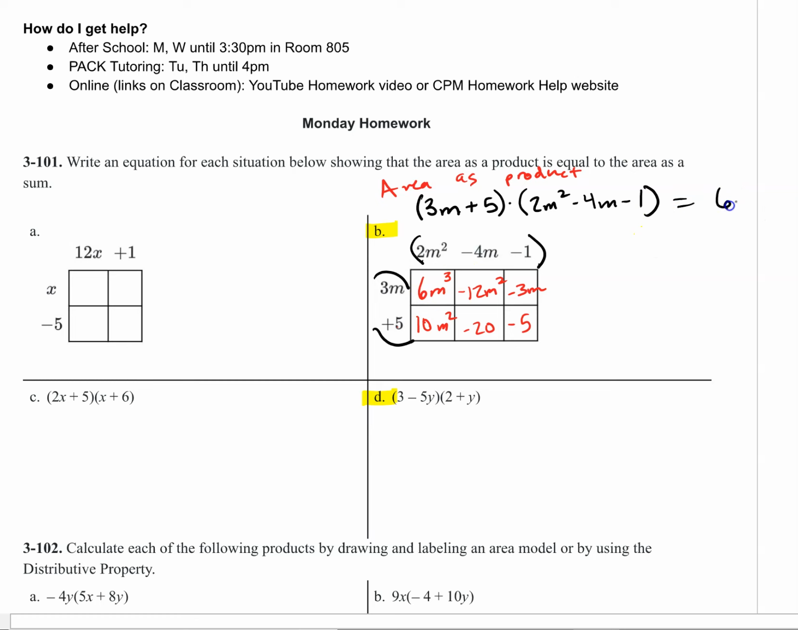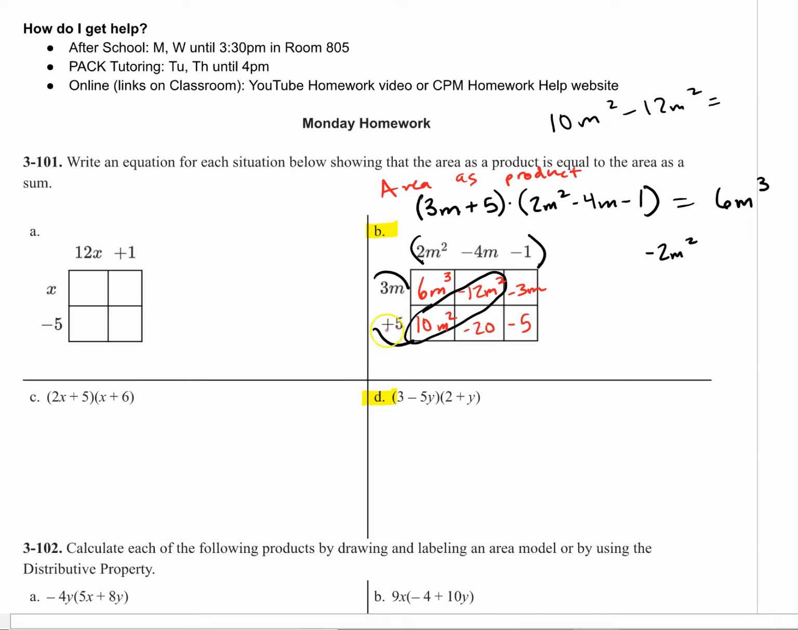So that's going to be 6m to the power 3. Combining like terms, we have m squareds, negative 12 and 10. Negative 12 and 10. So that makes negative 2m squared. I did that in my head, but what I did was I subtracted. And if you subtract 10 minus 12, it's negative 2m to the power 2.